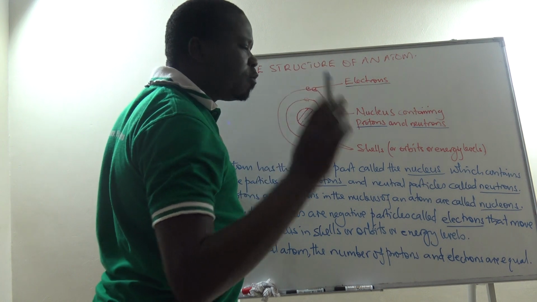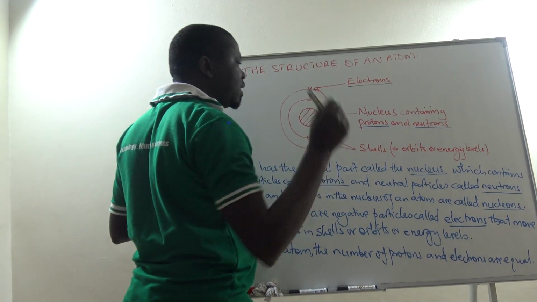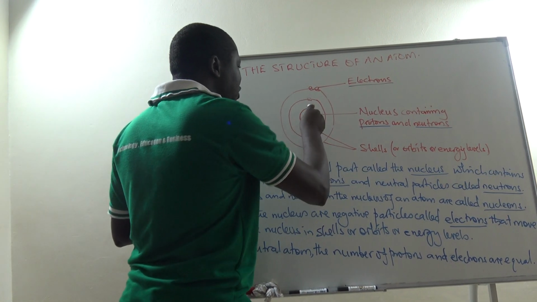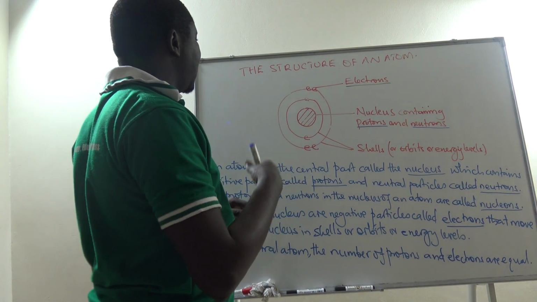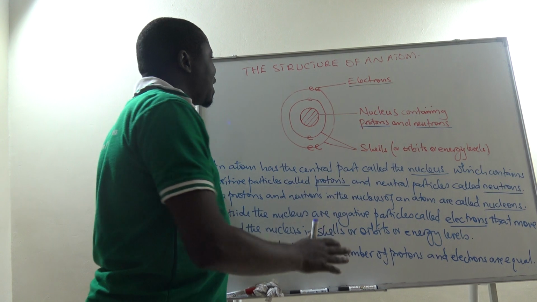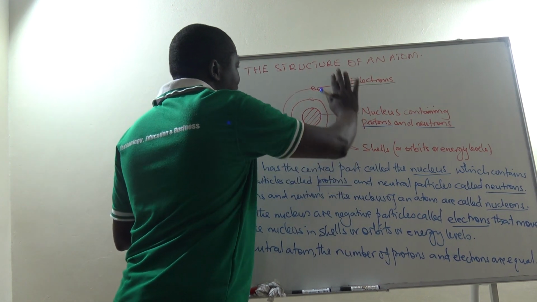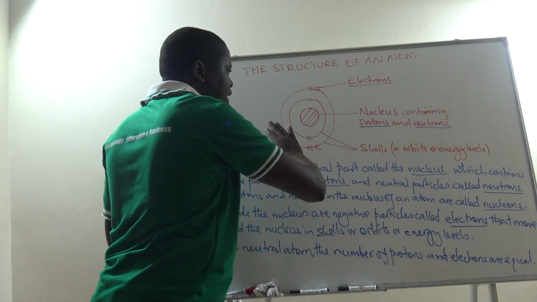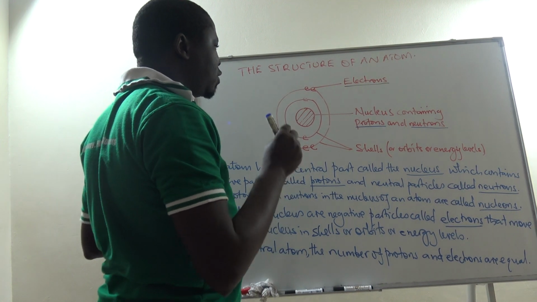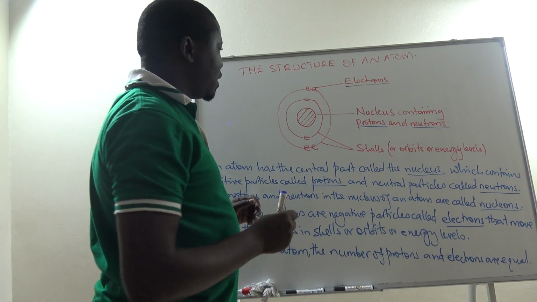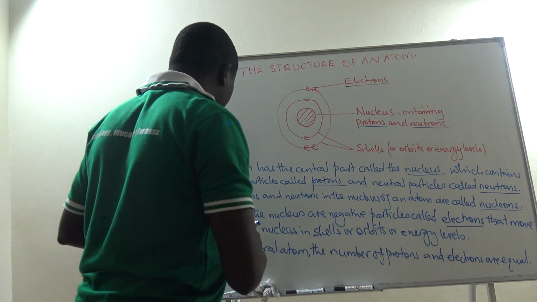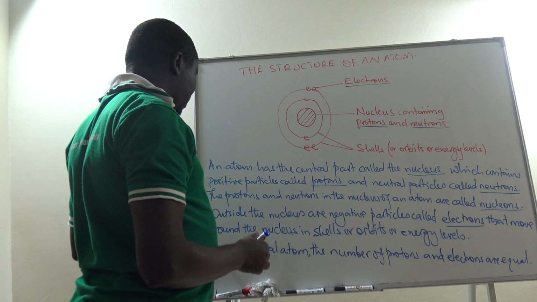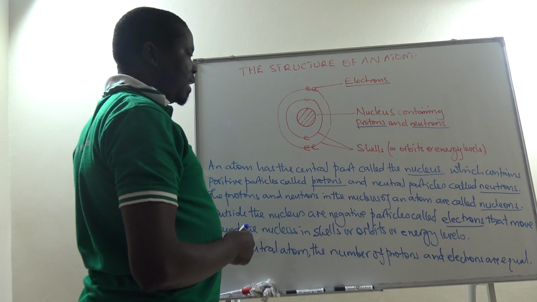So if we have equal number of protons and electrons, it means that we have equal number of positive and negative charges in an atom, an element. And in this case, the effect is that an atom will become electrically neutral because of having the same number of positive and negative charges. That's the same number of protons and electrons. So this statement is very important and you don't have to forget it.